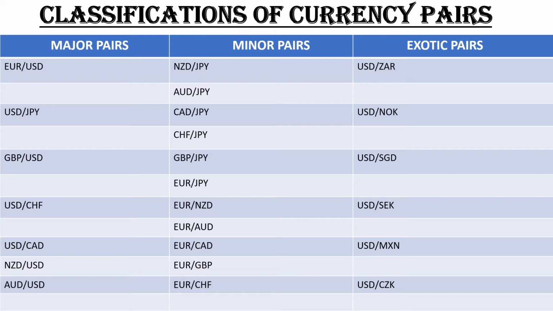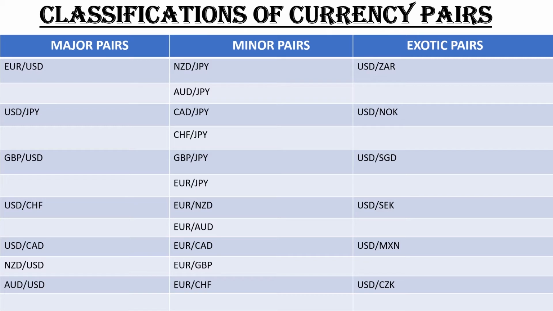The second one is Japanese yen, Great British pound, US dollar, Swiss franc, US dollar, Canadian dollar, New Zealand dollar, US dollar, Australian dollar, US dollar. You see that all the major pairs have US dollar in them. That means US dollar is a very powerful currency. It's the most reserved currency in the world.